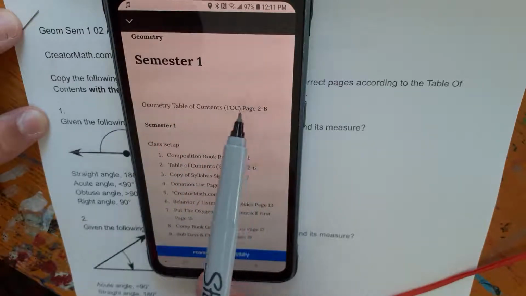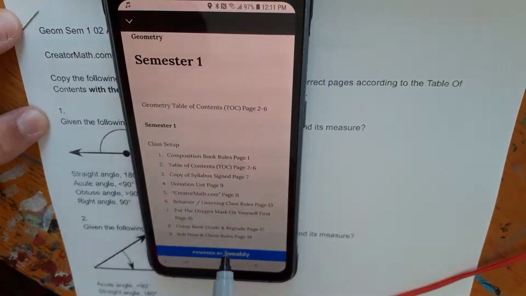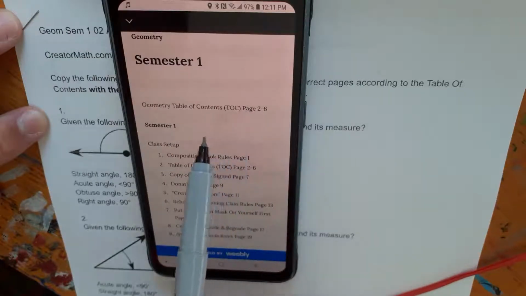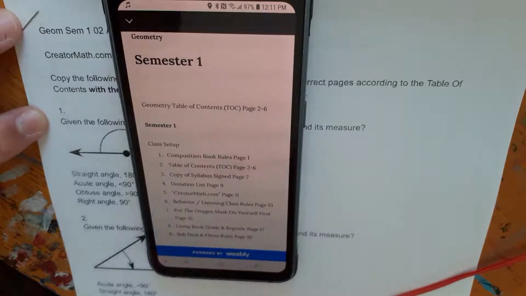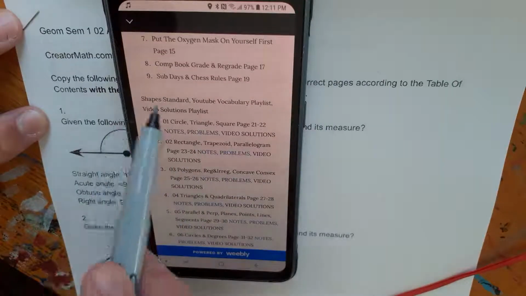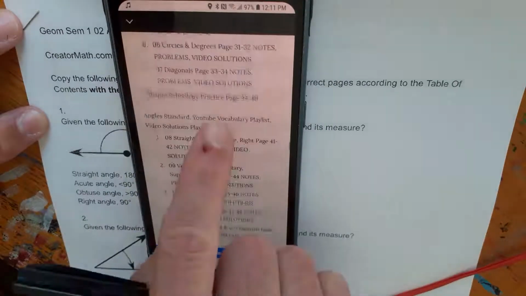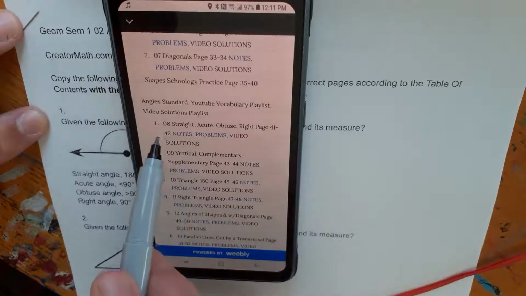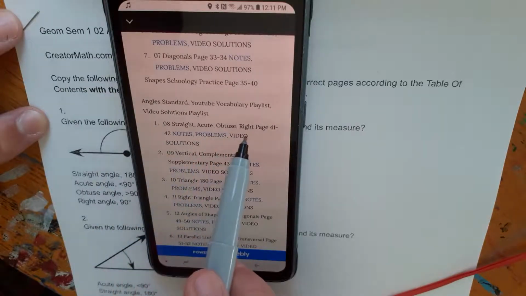It's pages 2 through 6 of your comp book. You're going to copy all this into pages 2 through 6 of your composition book. You should have done it already. If not, you're going to do it right now. So we're going to scroll down to, there's a unit on shapes, a unit on angles, and we're in the first lesson called straight, acute, obtuse, right.